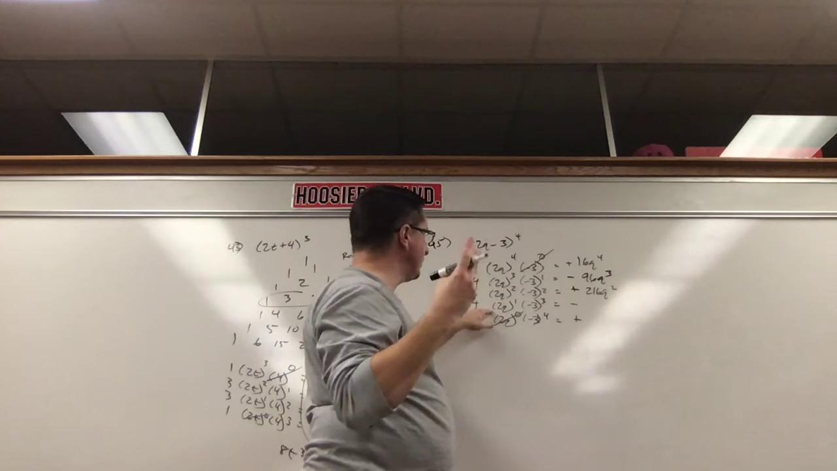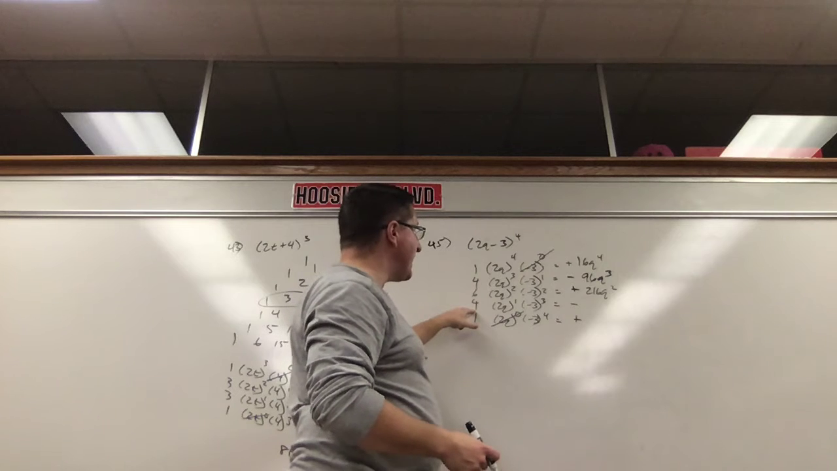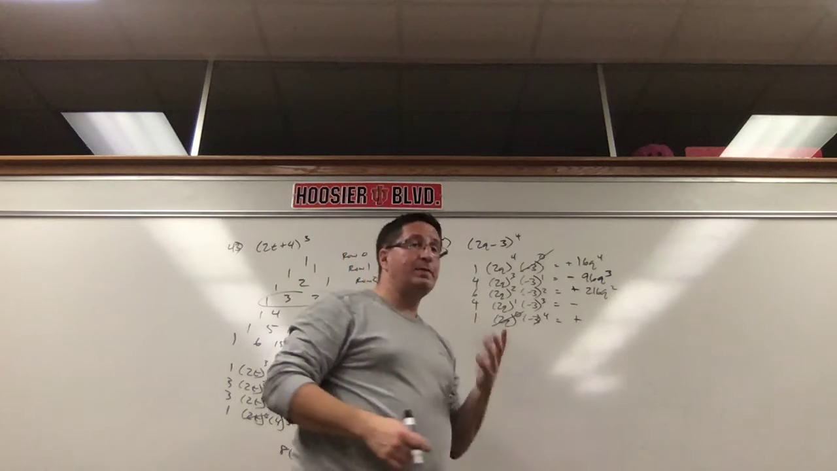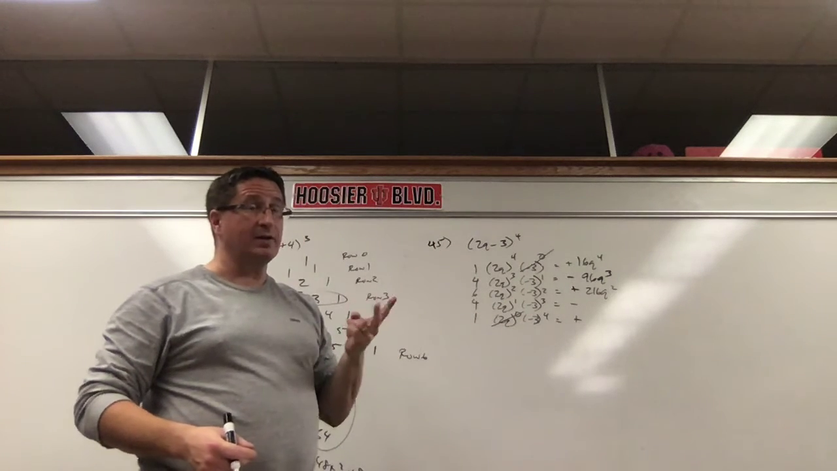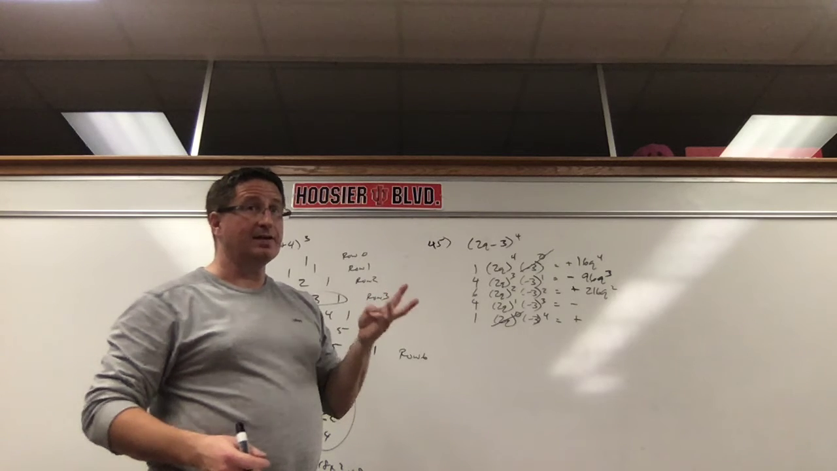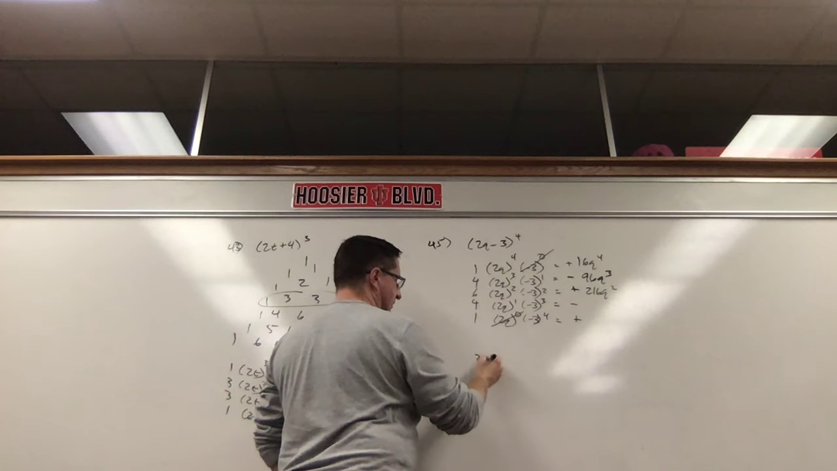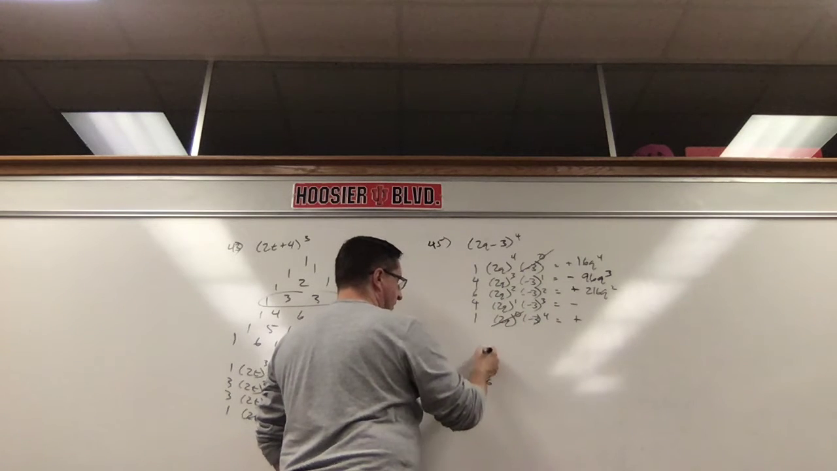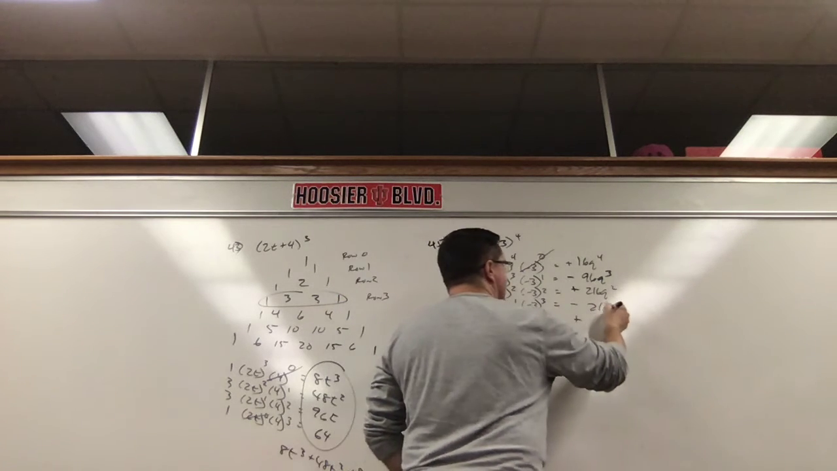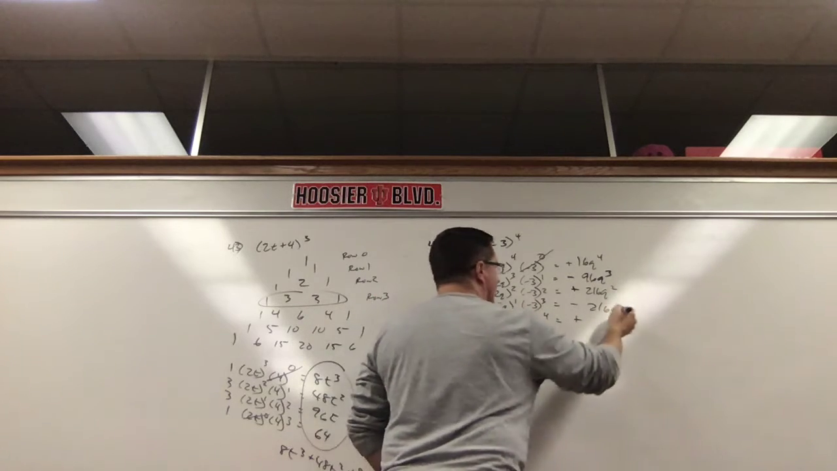2 to the 1st is 2, times 4 is 8, 8 times 3 to the 3rd. Be careful, 3 to the 3rd is not 9. 3 times 3 times 3 is 3 times 3 is 9, times 3 is 27. So we have 8 times 27, which is, what is that? 216 again. 216, q to the 1st, which is just q.